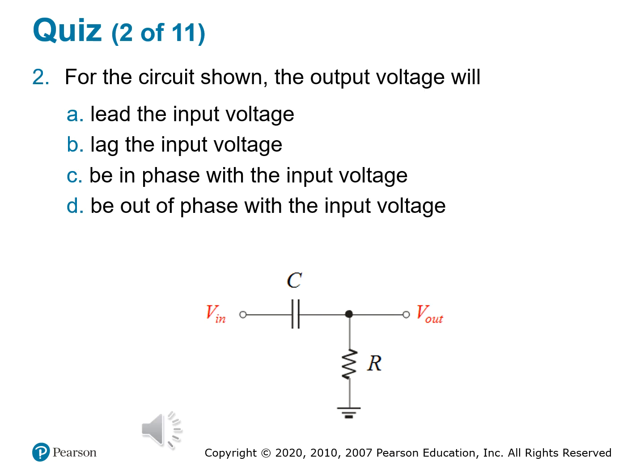Quiz question number 2. For the circuit shown, the output voltage will what? A, lead the input voltage, B, lag the input voltage, C, be in phase with the input voltage, or D, be out of phase with the input voltage. Go ahead and stop the video now. Okay, you are back. The correct answer is B, lag the input voltage.